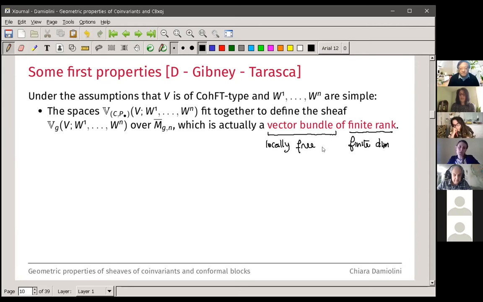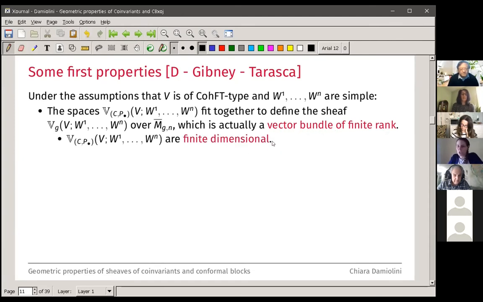This is crucial because if I have a vector bundle, I can always compute for M_{g,n} bar the associated determinant, which is a line bundle. And we can find a lot of information about the moduli space M_{g,n} bar through these vector bundles. In general, they are objects which behave better than just quasi-coherent sheaves. So now let me say a couple of words on why these two properties hold. The first one is finite dimensionality. And a key ingredient that we have used to show finite dimensionality is the C2 cofiniteness condition.